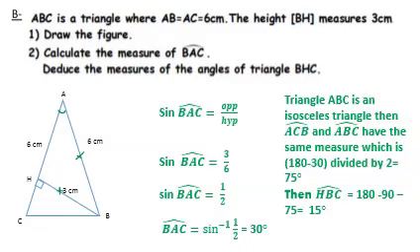Then HBC equals 180, because this is already 75 and this is 90. So 180 minus 90 minus 75 equals 15. So this angle is 15. So we calculated the measure of each angle in triangle BHC.